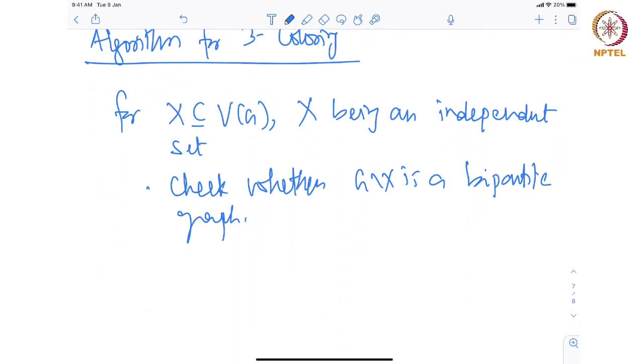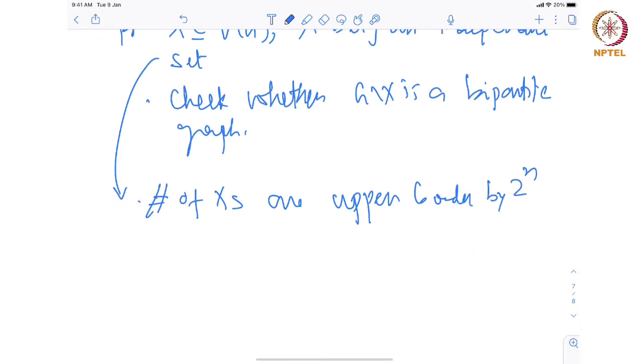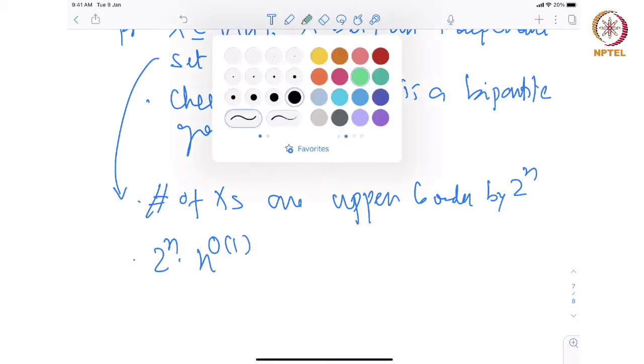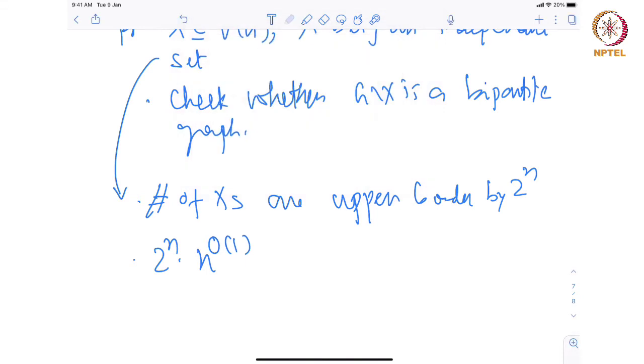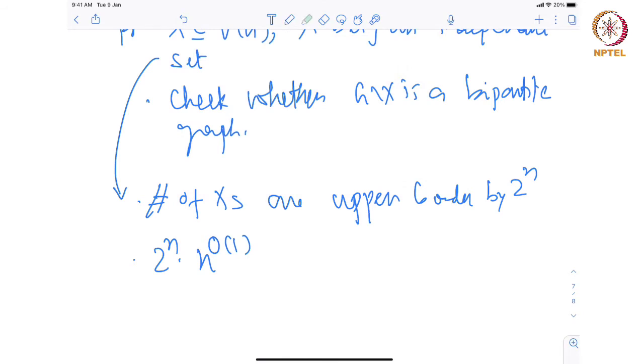So, notice, this algorithm will run in time: the number of x's is upper bounded by 2 to the power n, times n to the power 1. Okay. So, this is one algorithm.